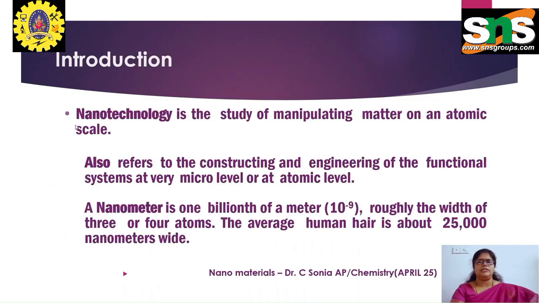While introducing, nanomaterials are the materials which have a size in the range of 1 nanometer to 100 nanometers. Nanotechnology is the study of manipulating matter on an atomic scale. It also refers to constructing and engineering of functional systems at the micro level or at the atomic level. A nanometer is 1 billionth of a meter, that is 10 to the power of minus 9. It's roughly the width of 3 or 4 atoms. The average human hair is about 25,000 nanometers wide.